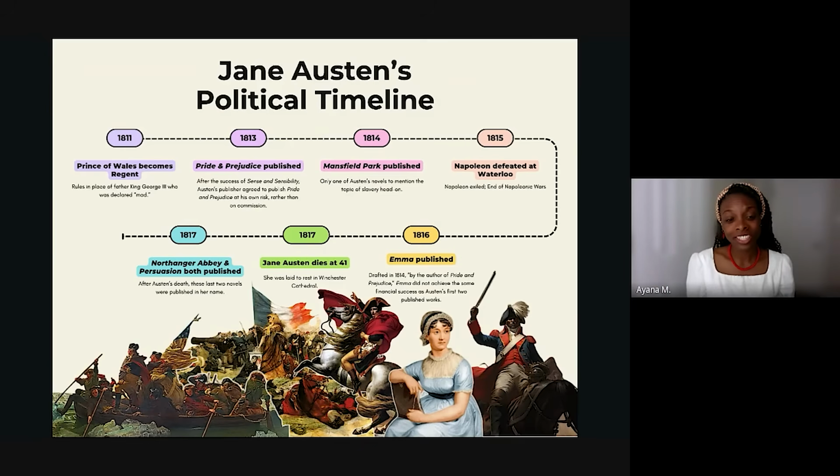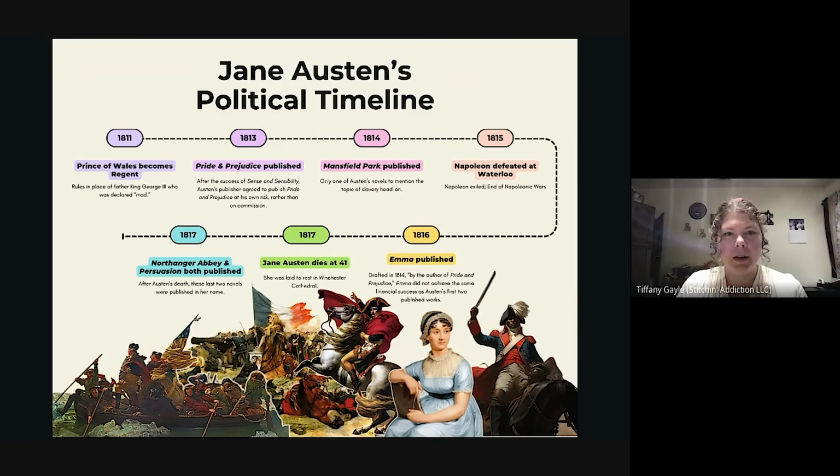And then unfortunately, for the world of literature and of course, her family, Jane Austen had a very early death in 1817 at just 41. And then her last two big novels were published after her death, and these in her name. She finally gets her props after death. So yes, her brother acted as her literary agent and made sure that those got out to the world.